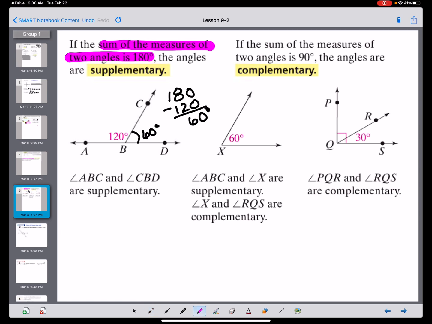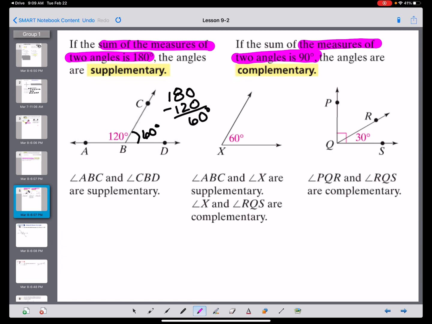If the sum of the measures of two angles is 90 degrees, the angles are complementary. Please write down that definition. If the sum equals 90 degrees, they are complementary. So angle ABC and angle X are supplementary, and angle X and angle RQS are complementary.